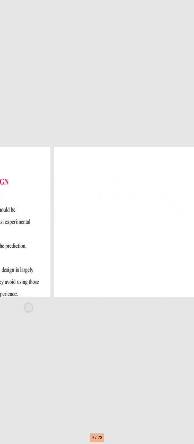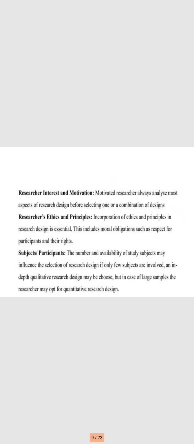Third one is the researcher's knowledge and experience. Next is researcher interest and motivation. Next is researcher ethics and principles, subjects and participants. Next is resources, time. Next is possible control of the extraneous variables. Then use of the study findings.